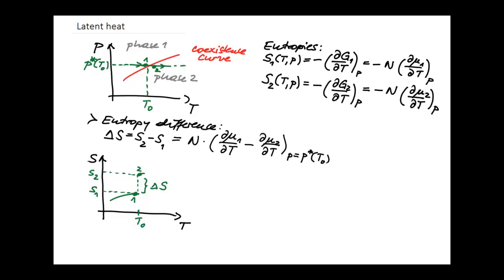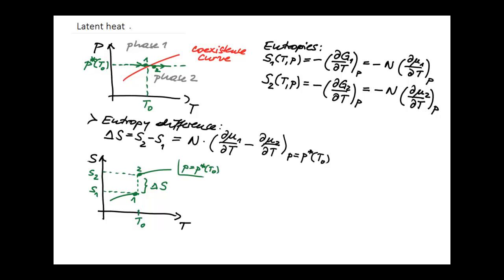And then in phase 2, the entropy is once again a continuous function of temperature, so the curve may continue like that. But in general, you may have at the phase transition a discontinuity, a discrete jump in entropy. All of this happens at constant pressure, the pressure being equal to P star at T0.